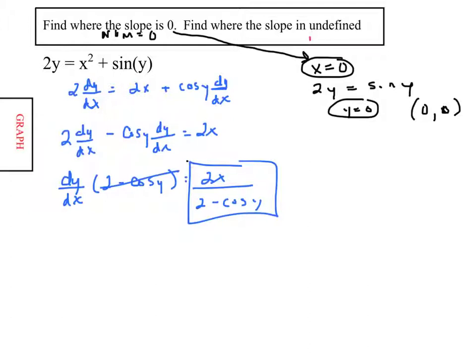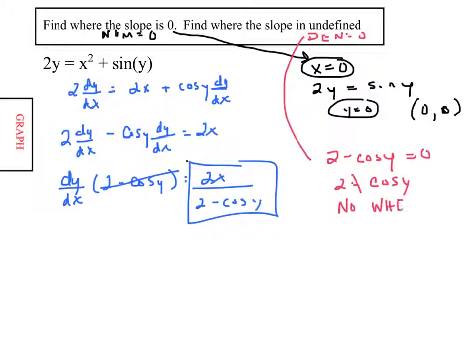Slope is undefined, of course, means the denominator of my derivative is 0. We do this work in red. So that means that 2 minus the cosine of y is 0. So that means 2 is equal to the cosine of y. Unfortunately, from your work with cosine, you know that cosine has a maximum value of 1. So that doesn't work. There is no place where cosine is 2, so there is no spot where the slope would be undefined.